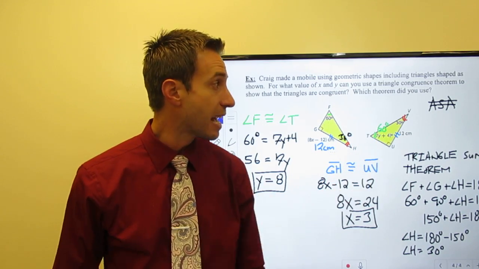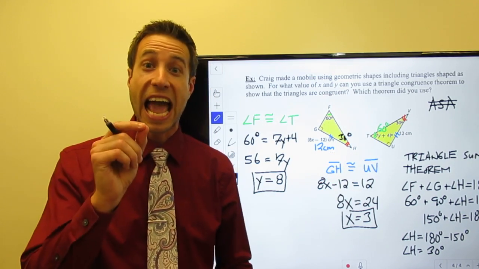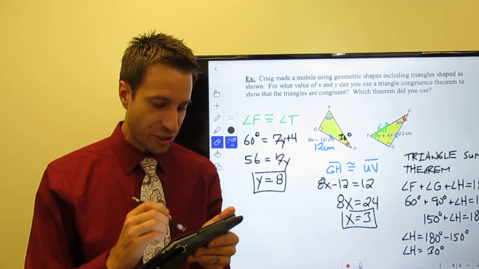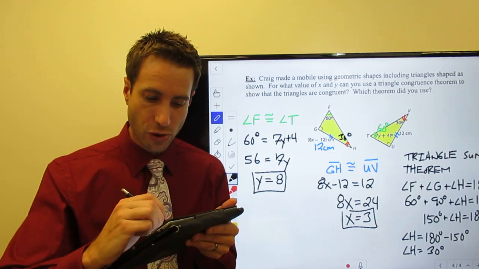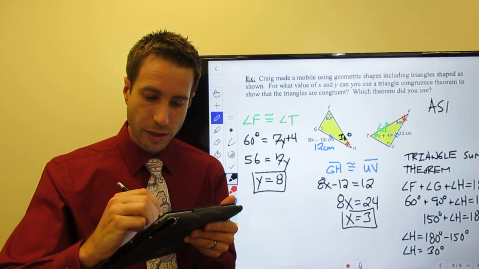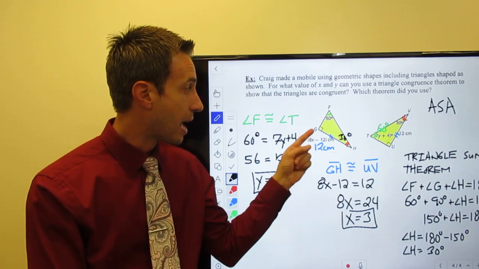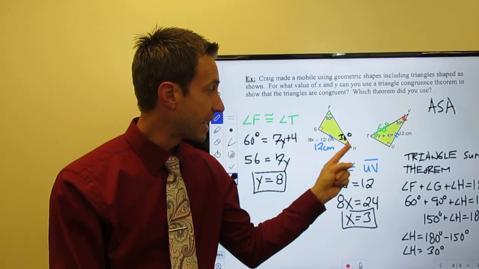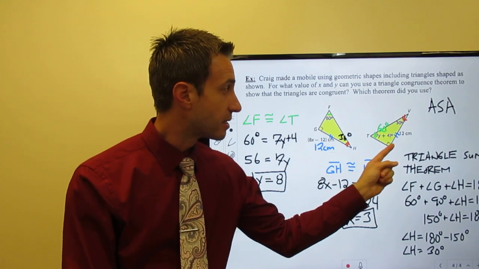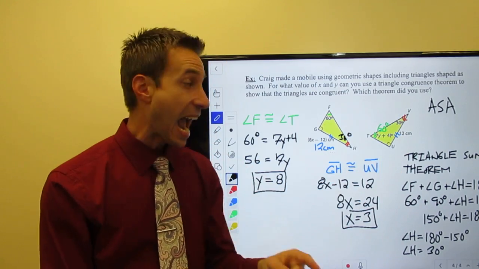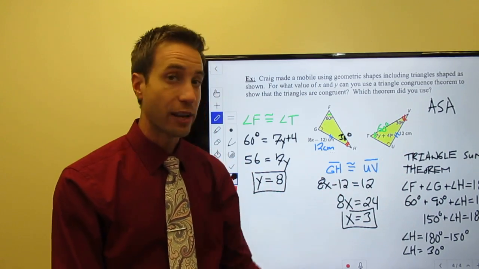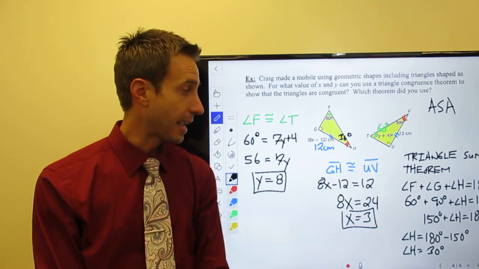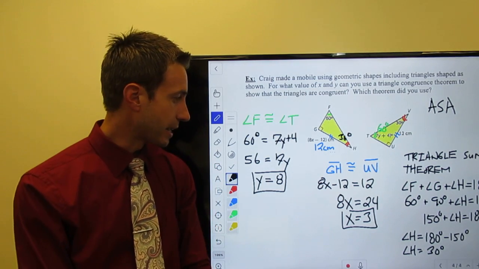Angle H is 30 degrees, angle V is 30 degrees, and now I have enough information to prove these triangles are congruent using angle, side, angle. Angle G, angle U. Side GH, side UV, angle H, and angle V. Angle, side, angle, right? I got it right here.